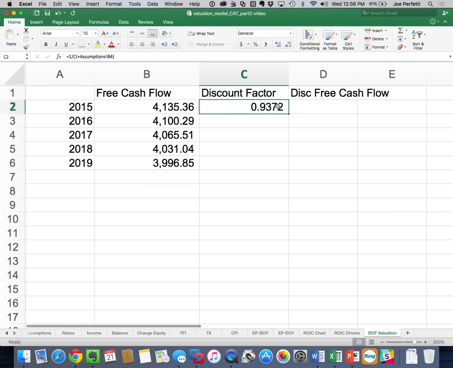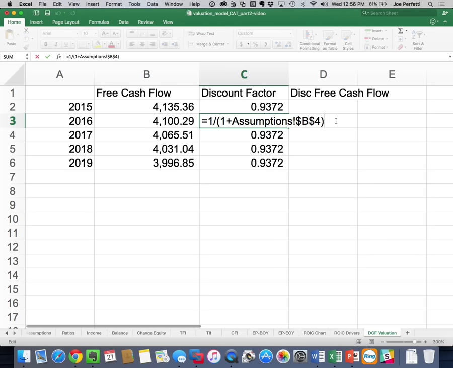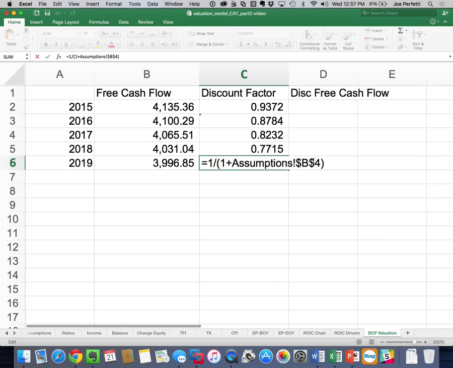All right. Now, I'm going to copy this, and I always want to refer to the WACC cell, so I'm going to make this an absolute reference, $B$4, and copy and paste this down those next 5 rows. Starting in 2016, I want 1 divided by 1 plus r squared, because it's 2 years. Third year, 1 divided by 1 plus r, the WACC, to the third power. In the fourth year, to the fourth power. And the fifth year, to the fifth power.